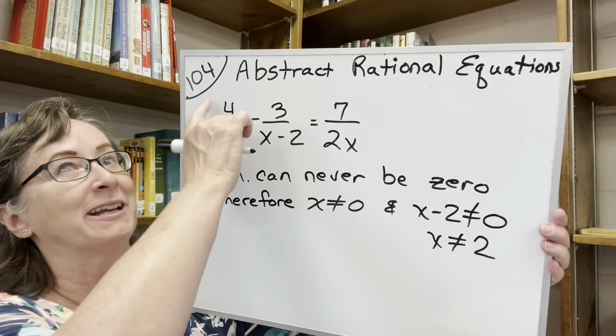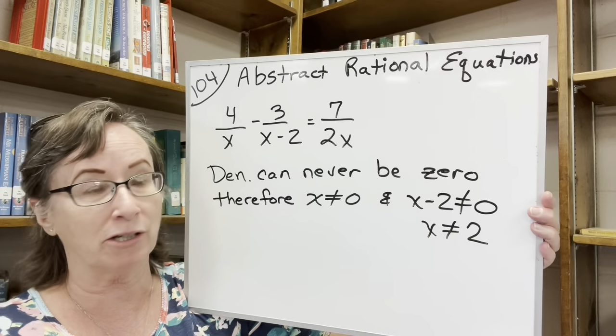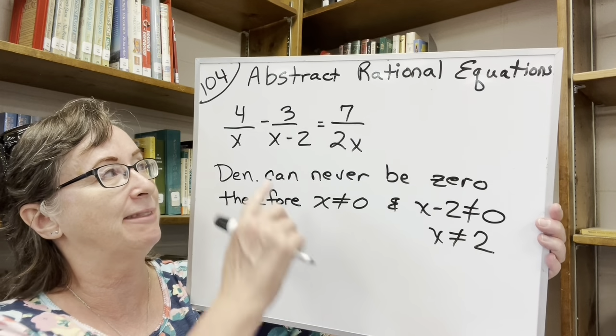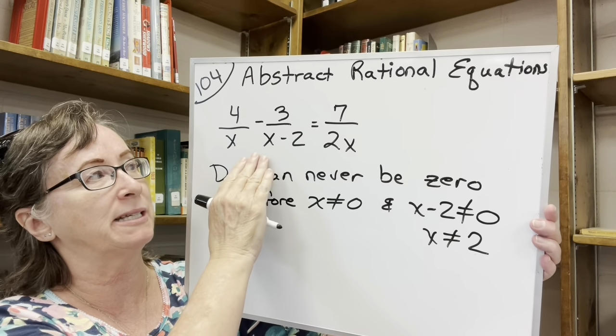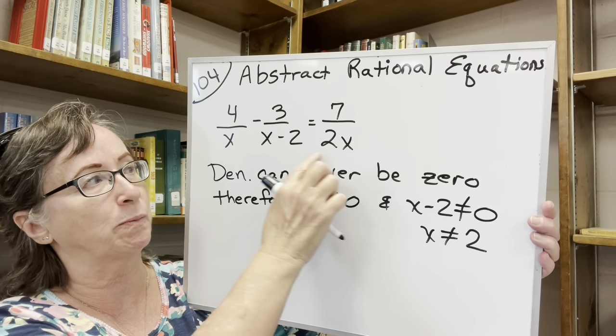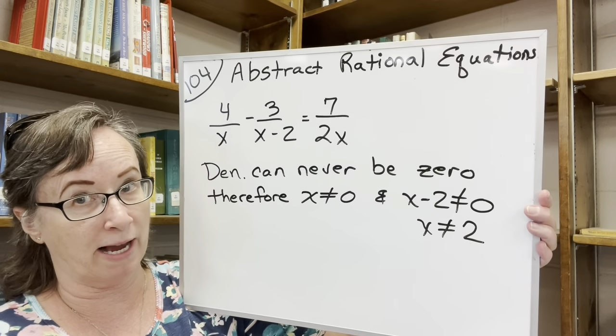And today we're on lesson 104. We're talking about abstract rational equations. And this one is a rational equation. What they're using this one to talk about, this one would be solved by x. This is not abstract. This is just a rational equation.